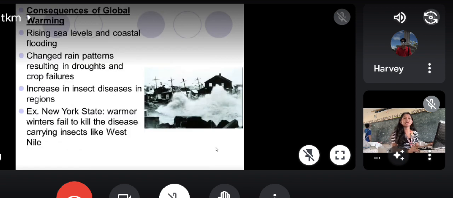First, consequences of global warming. Global warming causes rising sea levels and coastal flooding, changing rain patterns, increasing droughts and crop failures, and an increase in insect disease in some regions.